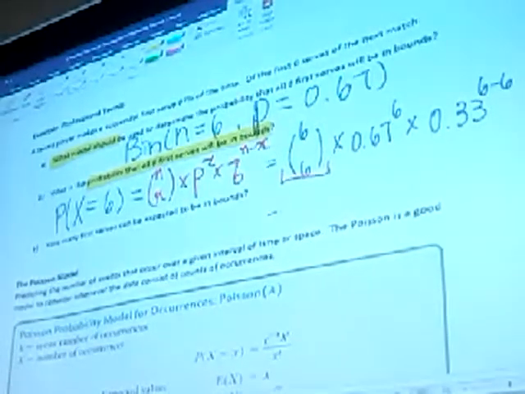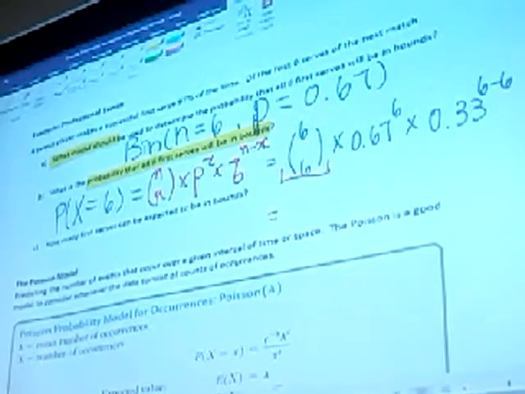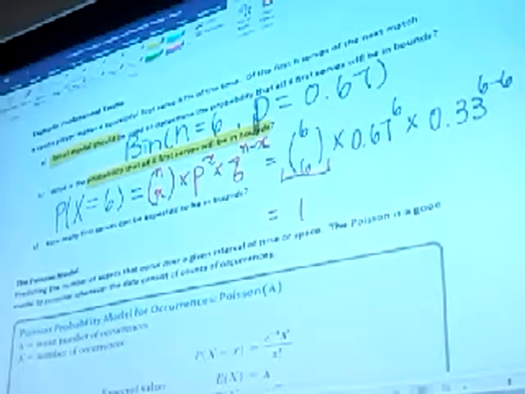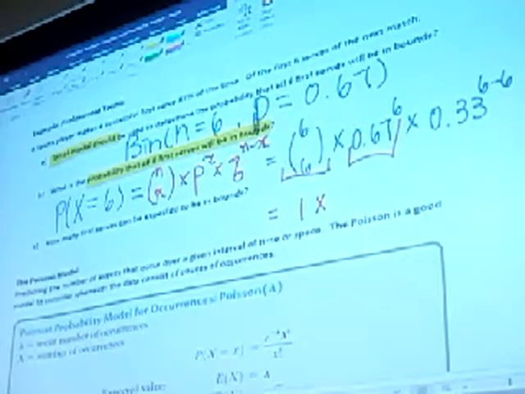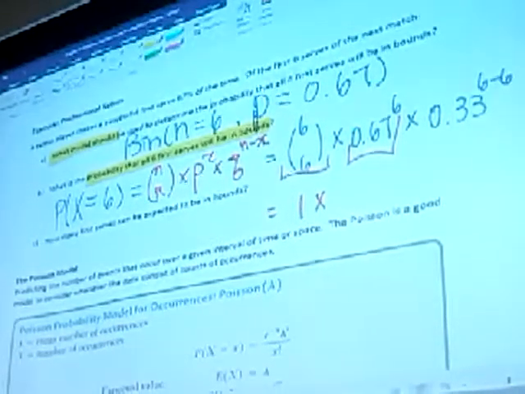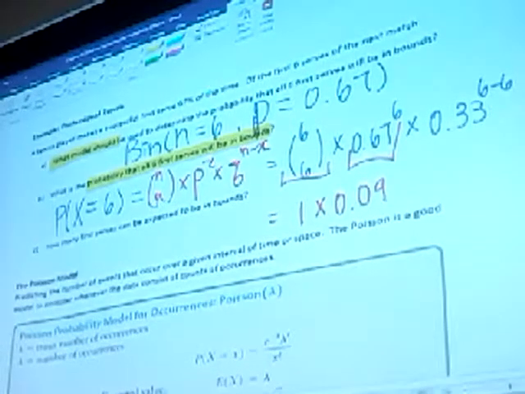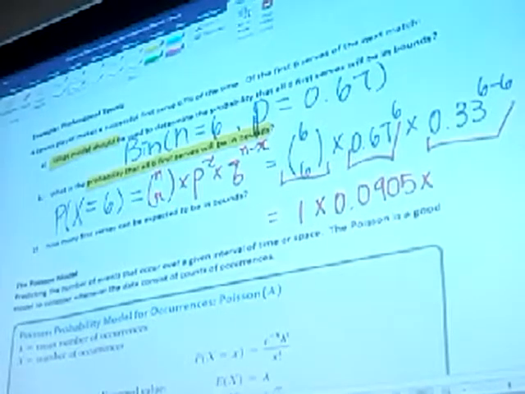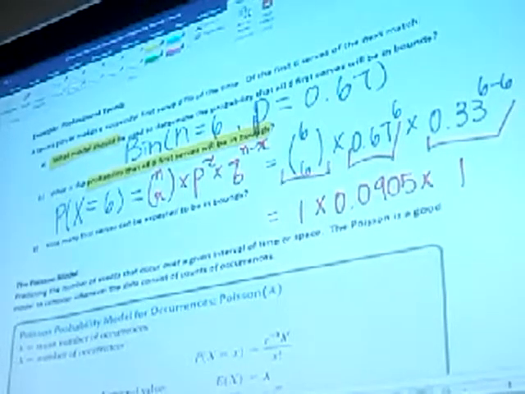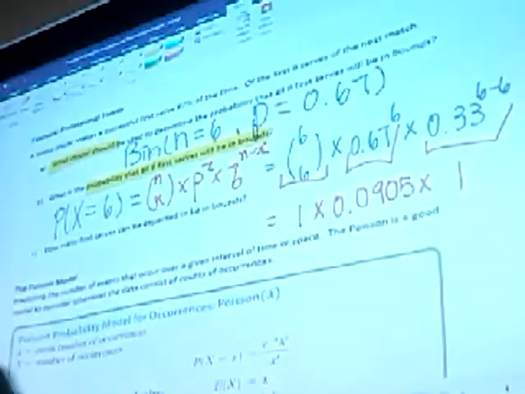Why don't you try taking 6 nCr 6, please. Go to the math probability, take nCr and plug in 6 again. How much will it be? 1, thank you. And how much will the second term be? 0.67 to the power 6, which is 0.0905. And how much will the last term with the power 0 be? Always 1. The final answer is 0.0905.